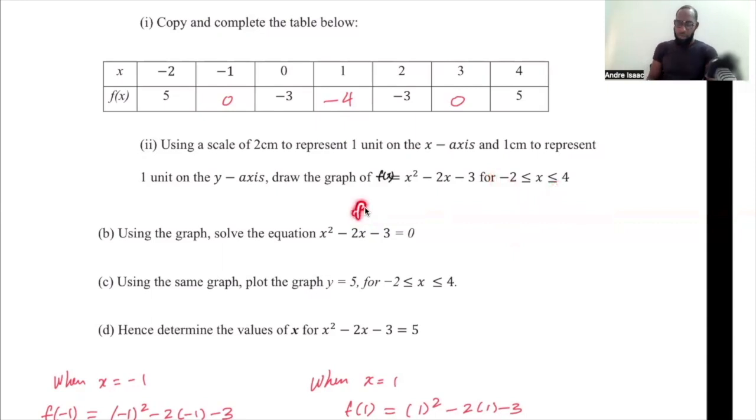Also, f of x is like saying y equals 0. So this question is telling you, when y is equal to 0, what are the x values? You're supposed to look at your graph, but you can look at your table. F of x is 0, or y equals 0, here and here. So x is equal to -1 and x is equal to 3. Remember, if I say f of x or I say y, it means the same thing. So when y is equal to 0, here and here, the x values are this and that. But you have to use your graph.